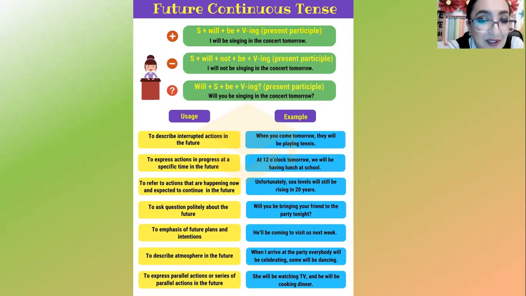Well, first of all, if you want to talk about or describe interrupted actions in the future, miss, what is that? Here you have some examples. When you come tomorrow, they will be playing tennis. It is going to be happening tomorrow, and maybe that situation is going to be interrupted, or you are going to be interrupting that situation. For example, when you knock tomorrow on the door, my father will be opening the door.